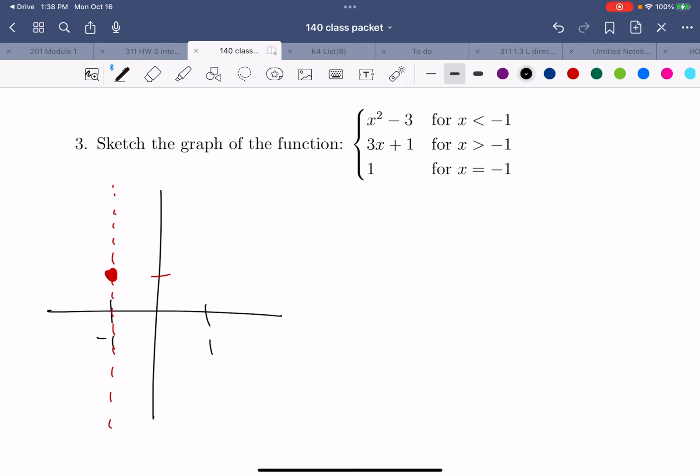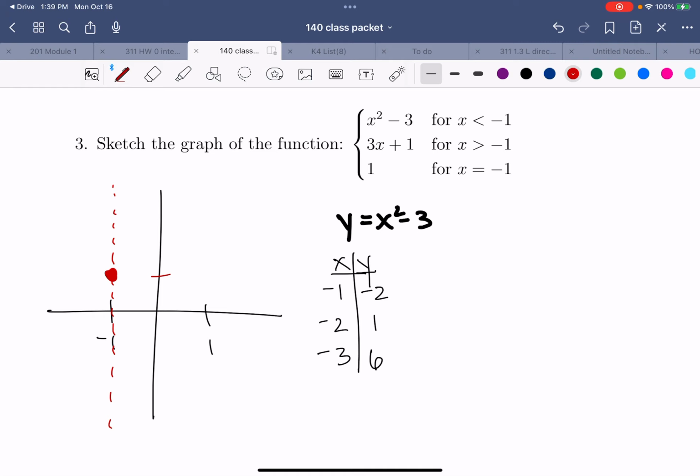Now for the other two pieces, I'm going to use open circles when I graph. So when it's less than, so to the left, I'm working with y equals x squared minus 3. I'm going to choose some values here, but only values in that section, so numbers that are less than -1. When I plug in -1, I get 1 minus 3 or -2. I'm going to choose -2 and -3 and see what's going on there. So at -2, 4 minus 3 is 1. And at -3, 9 minus 3 is 6.